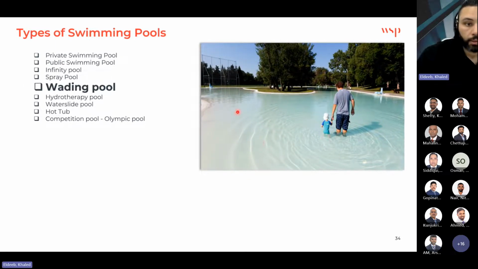Wading pools. A wading pool is typically defined as an artificial pool designed specifically for non-swimmers, usually intended for small children, or people who prefer to wade rather than swim, like moving in the water, not swimming. So the depth of a wading pool, as you see here, is usually shallow, with a maximum depth of 60 centimeters at any point. So in such pools, we must provide a separate filtration system, and it cannot be mixed with any other system.